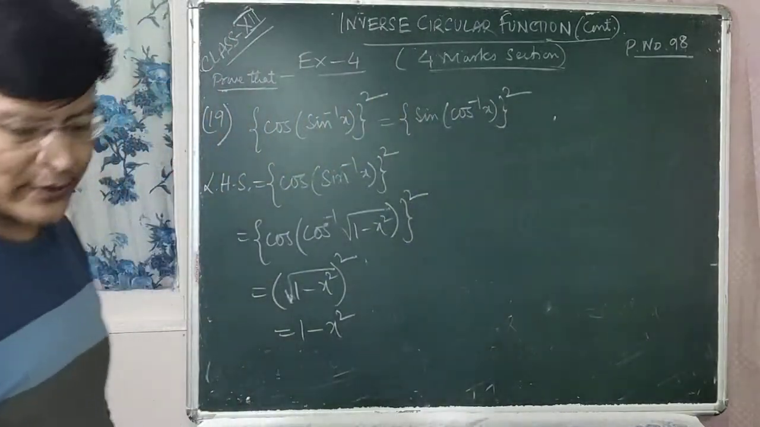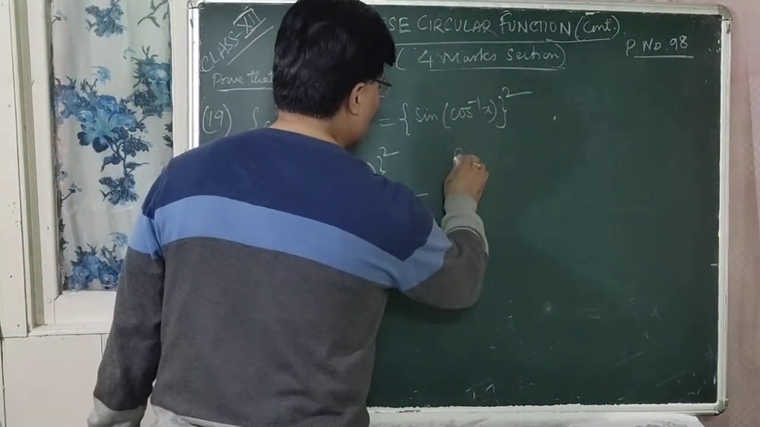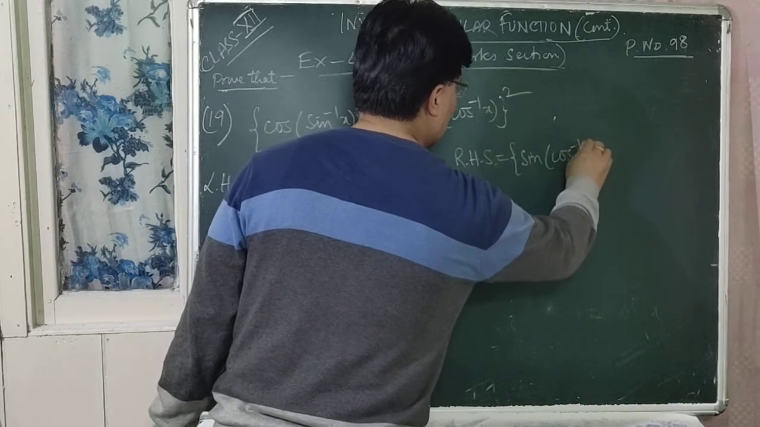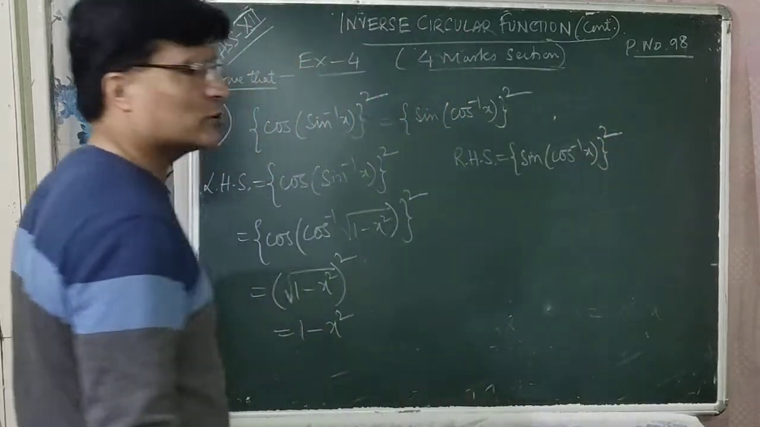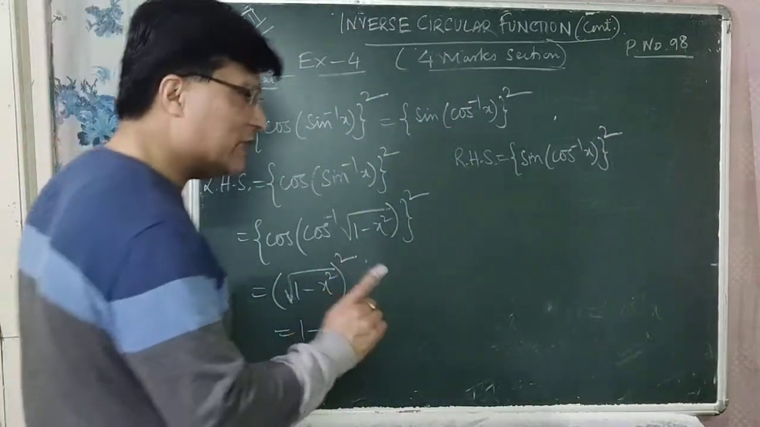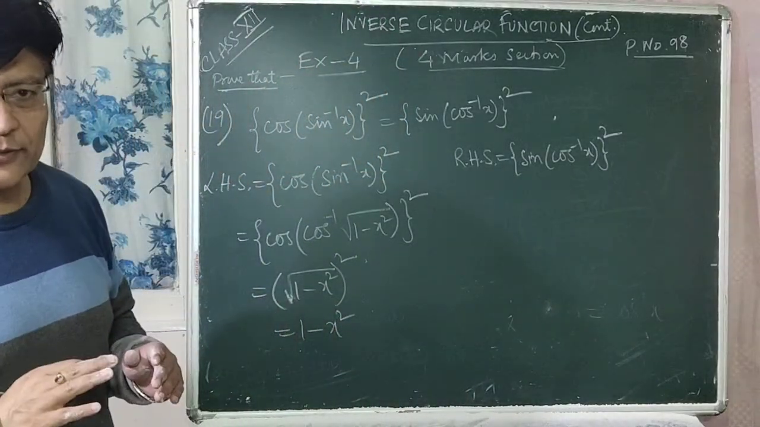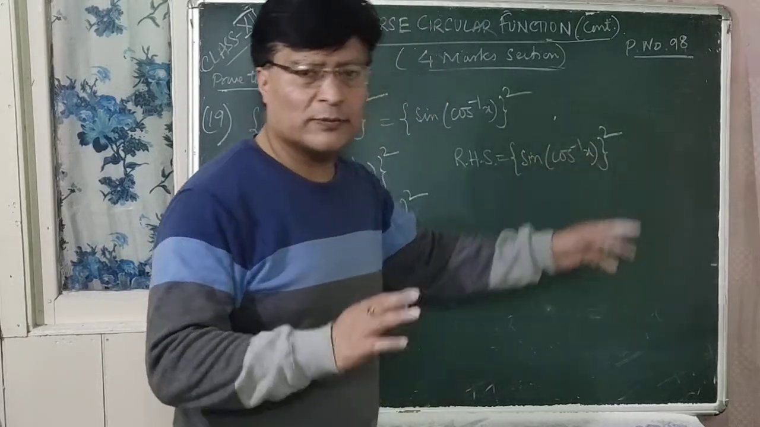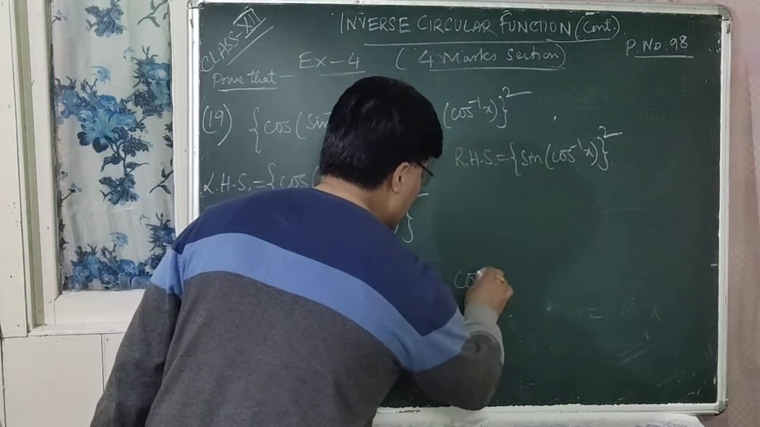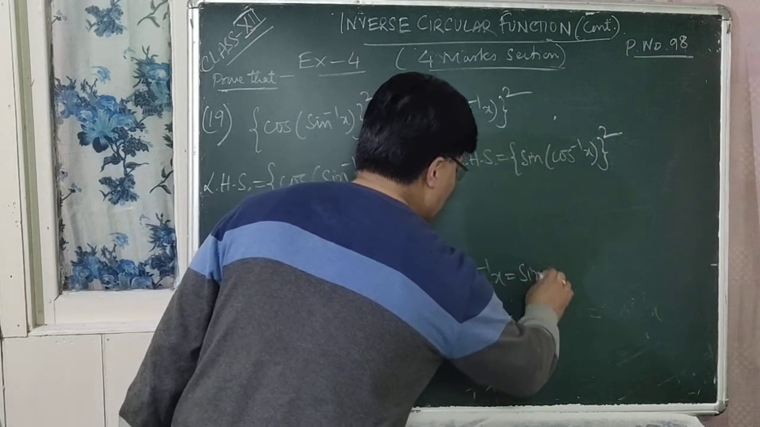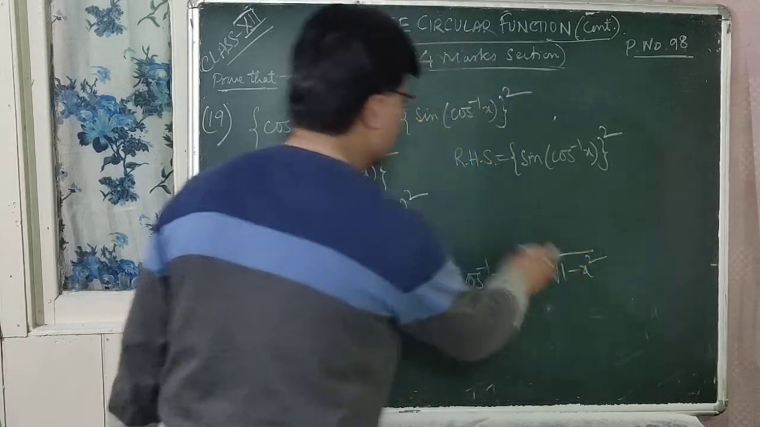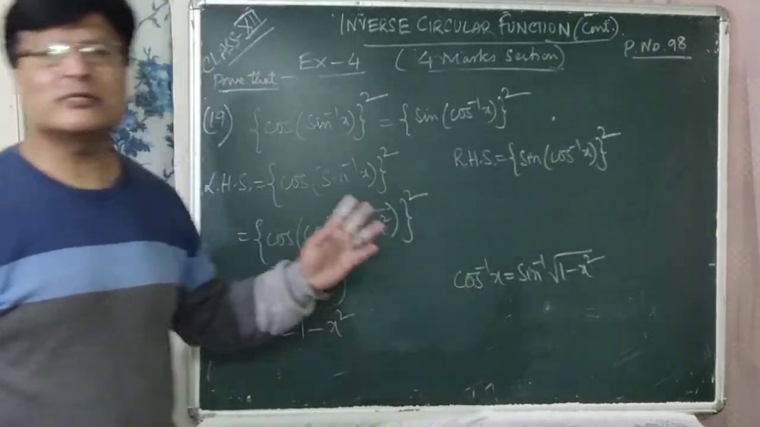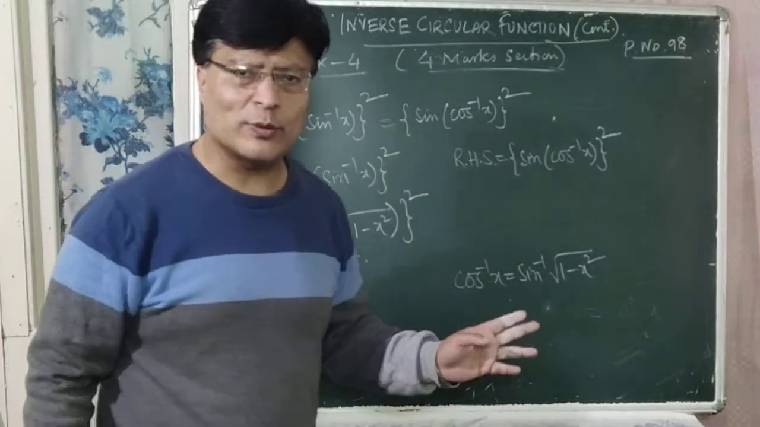Now similarly you can get the right hand side. So what is RHS here? Sin within bracket cos inverse x, second bracket closed, whole square. In this case also you can convert cos inverse x into sin inverse, because there is sin here. What is the formula that you can use here? Cos inverse x is equal to sin inverse root over 1 minus x square. You should memorize it. What is cos inverse x in terms of sin inverse? It is sin inverse root over 1 minus x square.